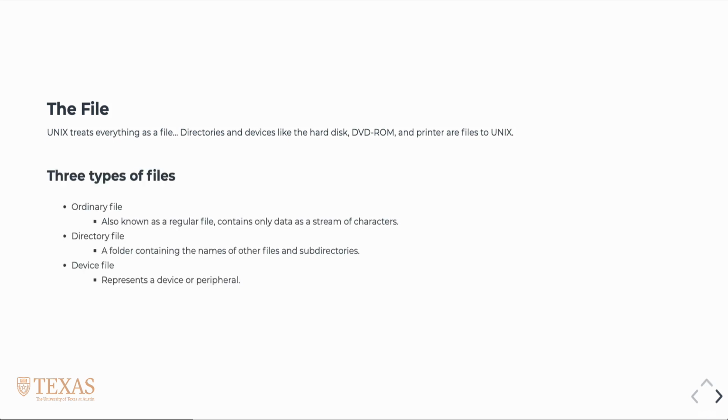In Unix, everything is a file. So in terms of how the operating system works, it doesn't matter if it's a folder or a peripheral device. It's going to treat it the same way in terms of how you move things around and interact with them from a terminal. There are three types of files.